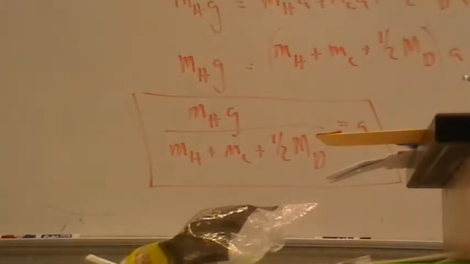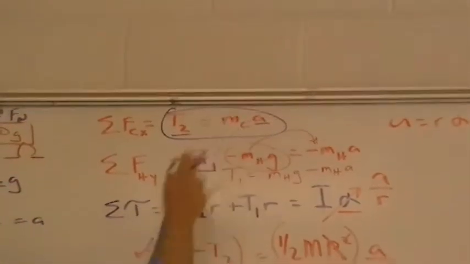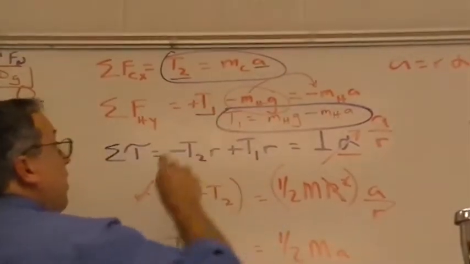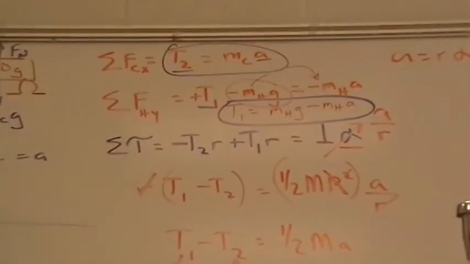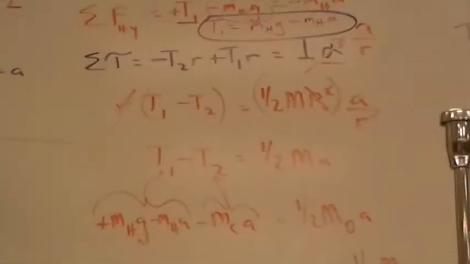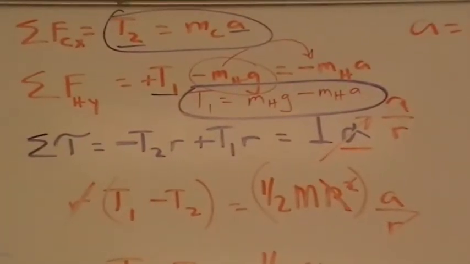Here's one tension in terms of A, and there's the other tension in terms of A. So find the two tensions, piece of cake. Some people will try to memorize this. Okay? Good luck to you.